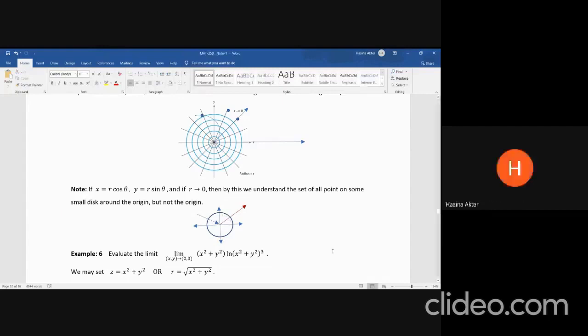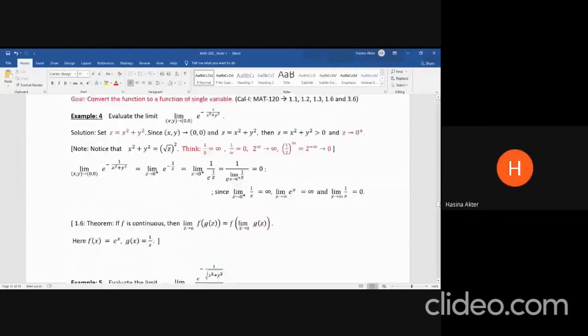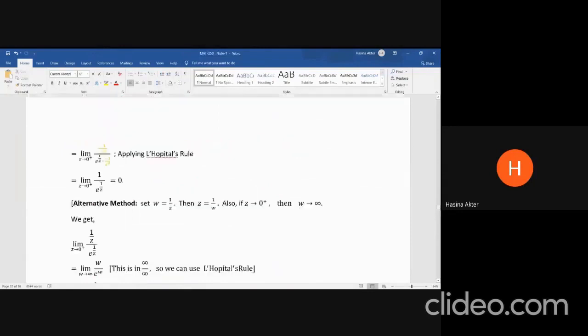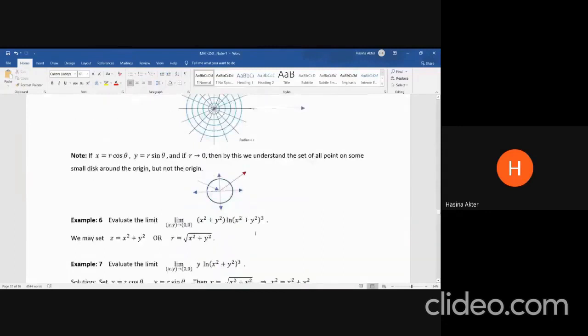Yes, miss. Now the next thing that you must understand is when we will be using Z to substitute, and when we definitely need polar coordinates. So let's start with the one which can be done by both methods. For example, for this one, you can do it by setting z equals x squared plus y squared or r equals square root of x squared plus y squared. Doesn't matter. Do you get me?